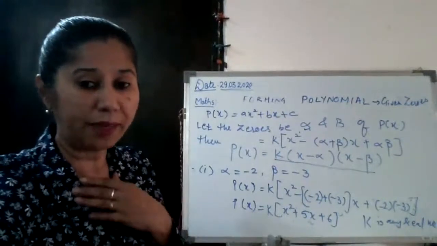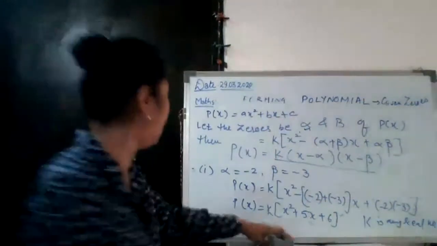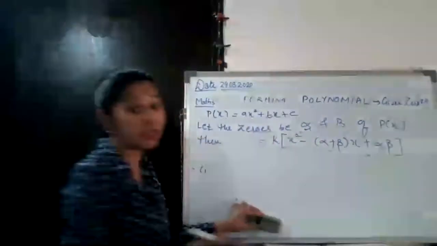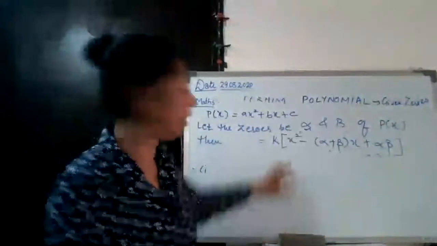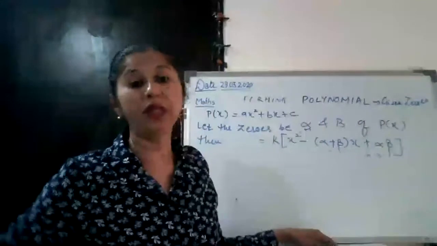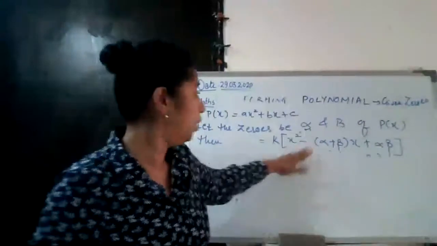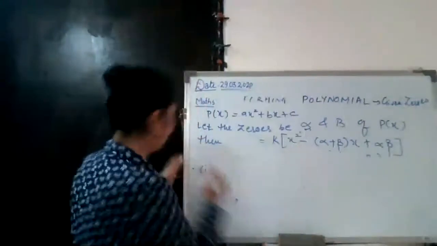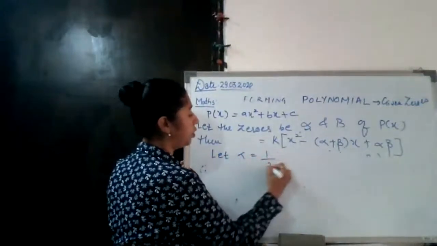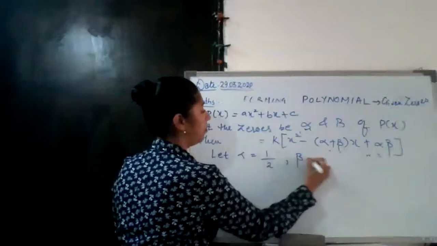Okay. Take down one more example. The zeros are... I'm writing down this formula because, like what Aditya did, it could be that you just put it in multiplication form and you leave it. You should not forget, you have to write down in expanded form. Okay, let's take one more example. Let alpha be 1 by 2 and beta be minus 1 by 3.